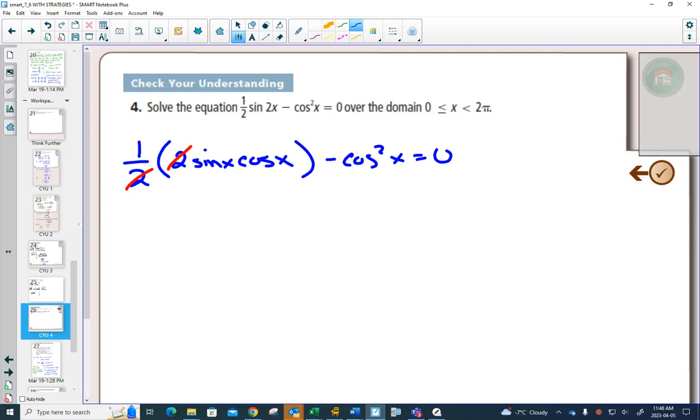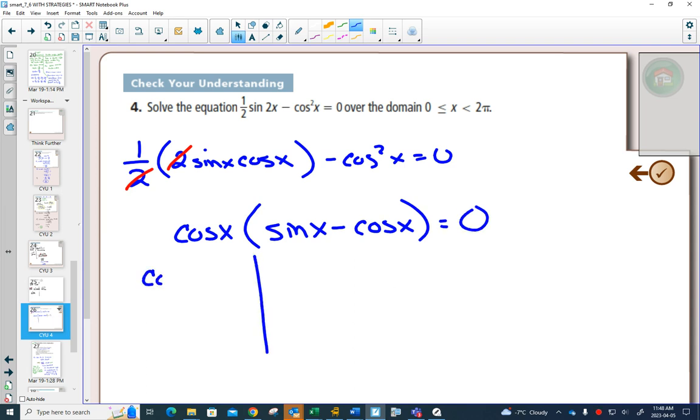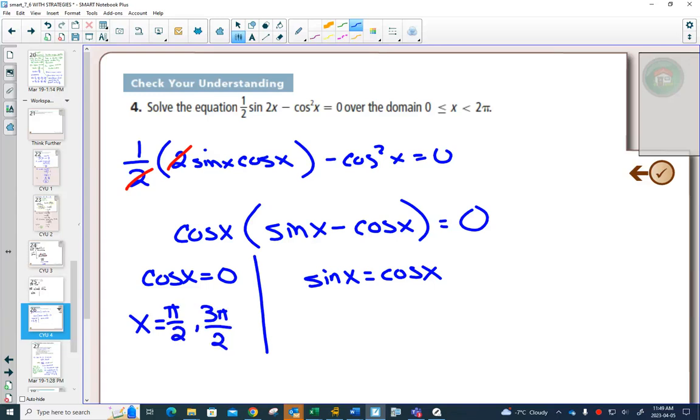Again, we're going to use the strategy of factoring. Notice there's a common factor of cos. So I factor that out. Which means that cos x could equal 0. And this part is a little bit interesting because if this bracket is equal to 0, that would mean that sine x would have to equal cos x. So we'll start with the easy one. When is your x coordinate 0? At pi over 2 and 3 pi over 2.